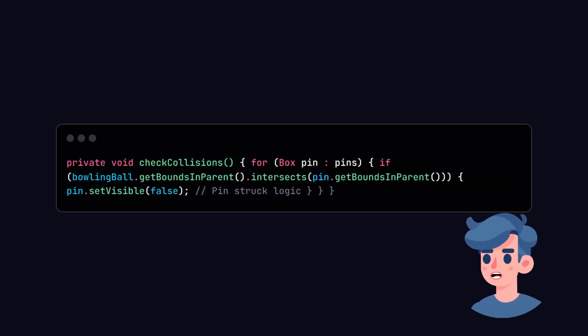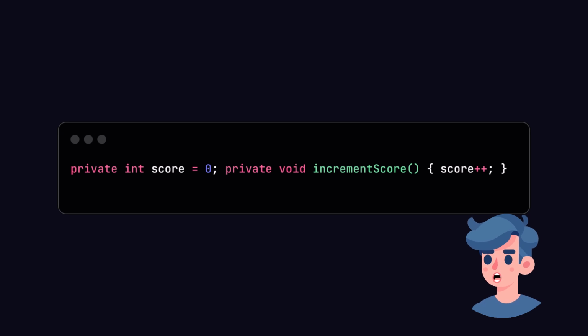The next step is collision detection. We will need to detect when the bowling ball hits the pins. We can achieve this through bounding box collision detection. To make our game more interactive, we want to keep track of scores. We'll maintain a score counter to reflect how many pins have been knocked down.